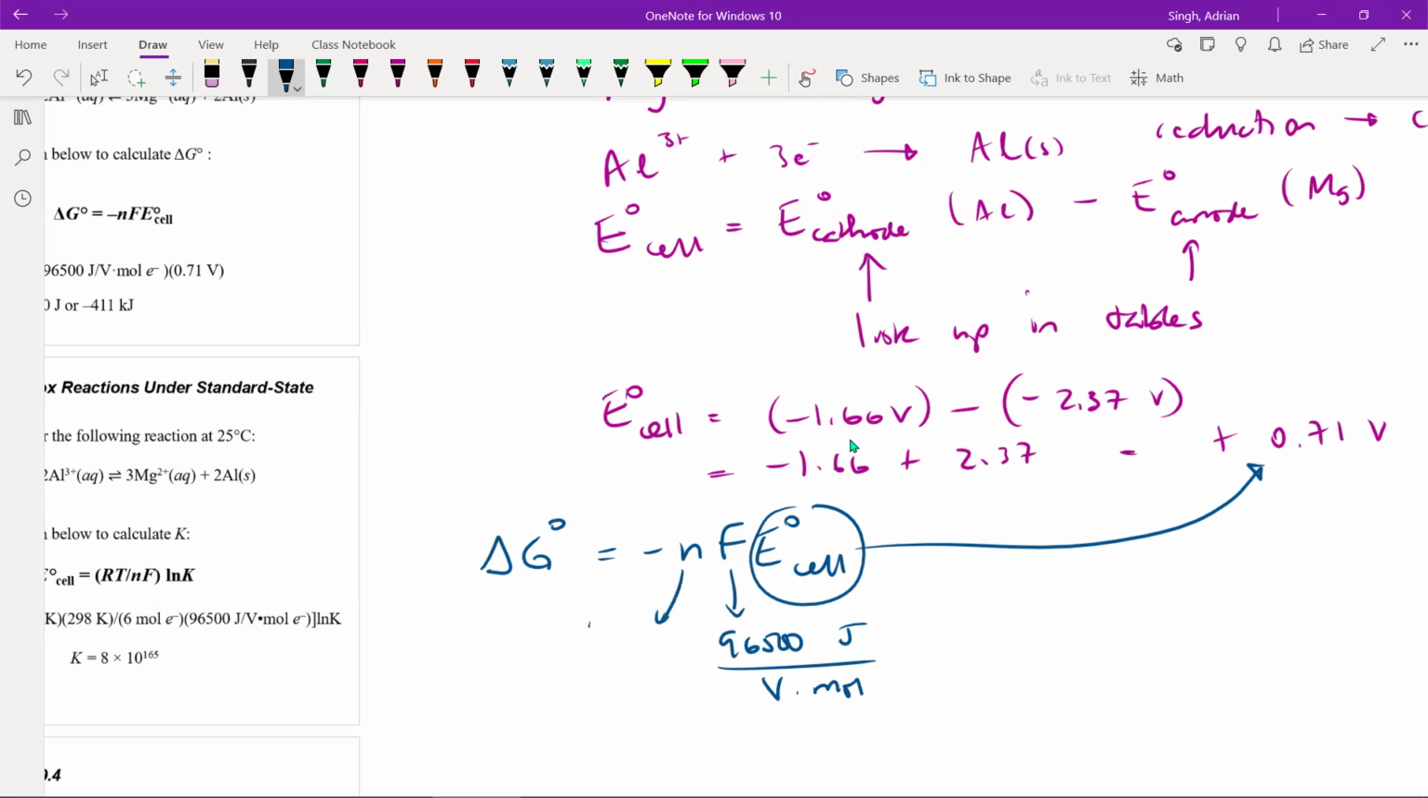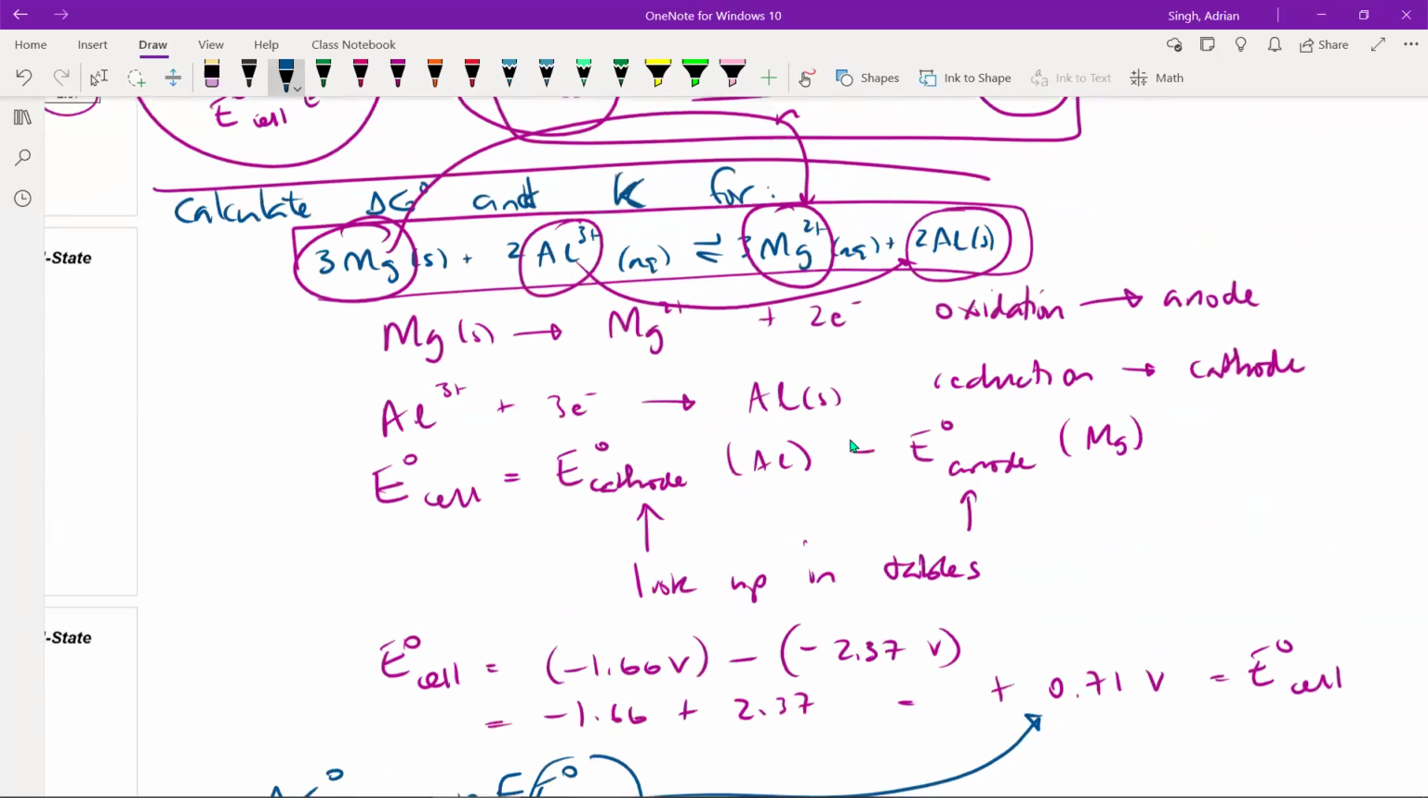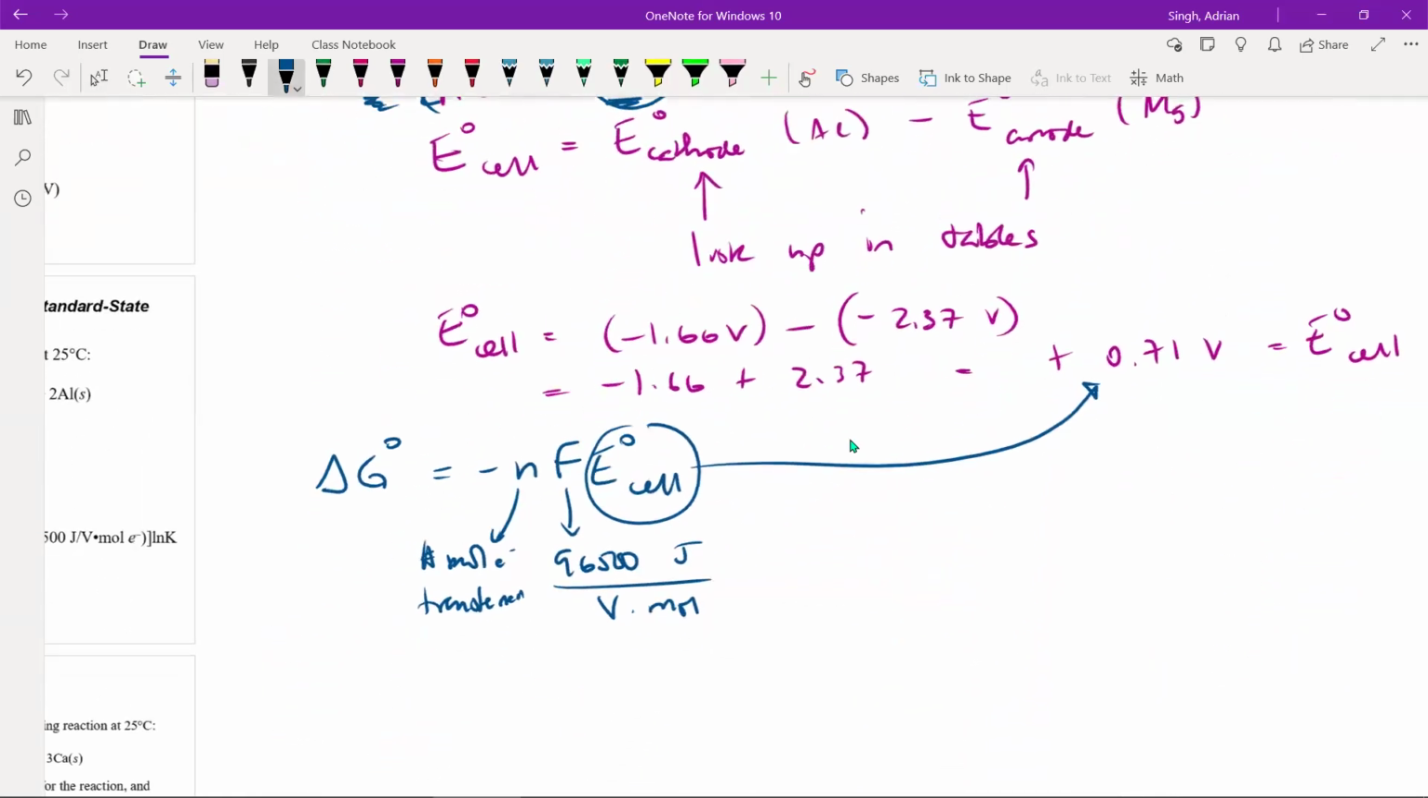And what's N, the number of moles of electrons transferred? Well, let's take a look at our reactions up here. You can see magnesium loses 2 electrons, aluminum has to gain 3. Obviously, they don't equal each other out. We need the lowest common multiple of 2 and 3, which in this case would be 6. So we need to multiply this entire thing by 3 and this entire thing by 2. So we end up with 3 Mg to give 3 Mg2 plus and 6 electrons, and then 2 Al3 plus and 6 electrons to give 2 Al. So we're actually looking at the transfer of 6 electrons. So 6 there is our number of moles.